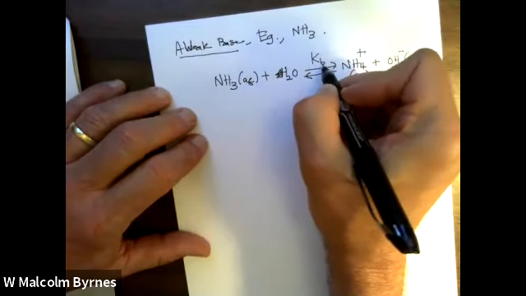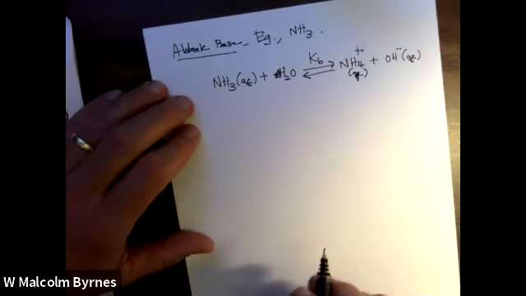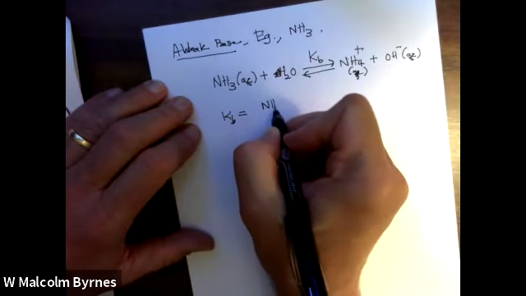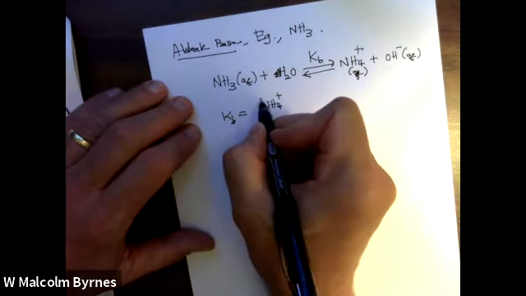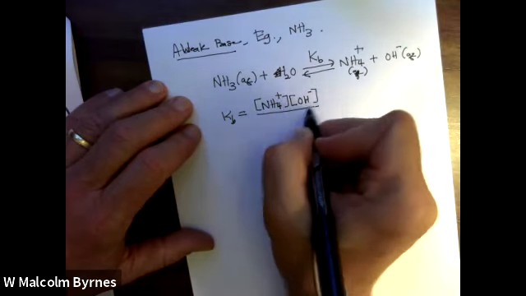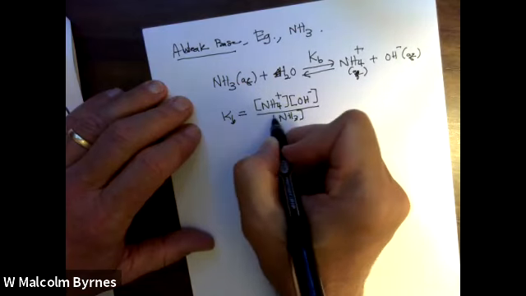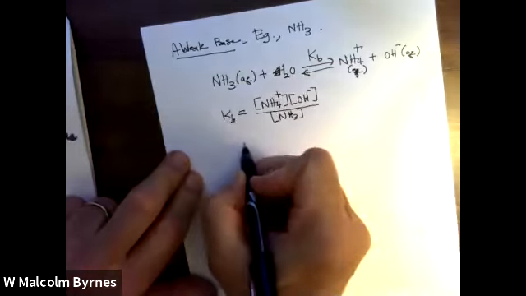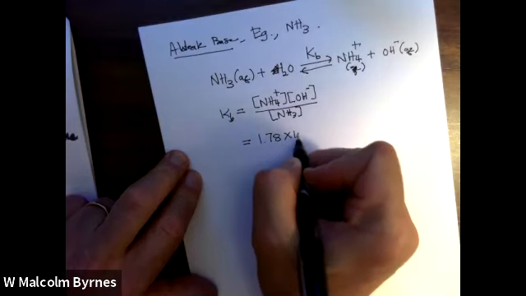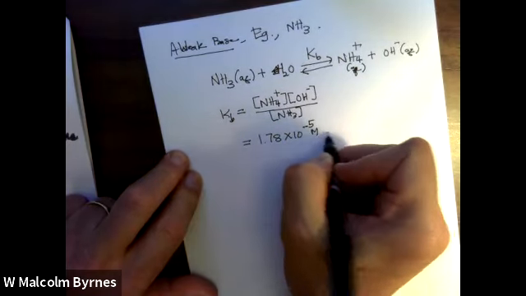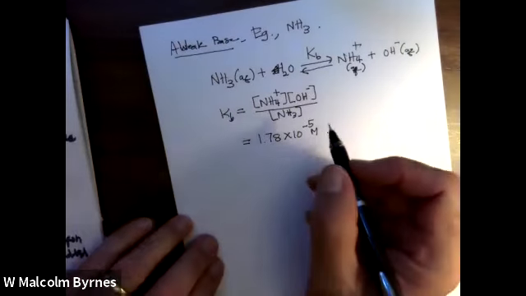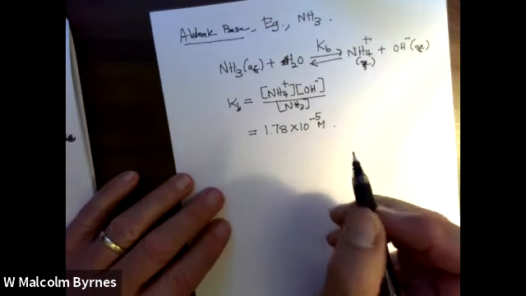Now there's a base dissociation constant called K sub B for this, and K sub B is going to be equal to the concentration of ammonium ion times the concentration of OH minus, divided by the concentration of ammonia at equilibrium. Okay, and it turns out the K sub B for ammonia is equal to 1.78 times 10 to the minus fifth molar. That's also very, very small. And so the same guidelines we applied there can be applied here.